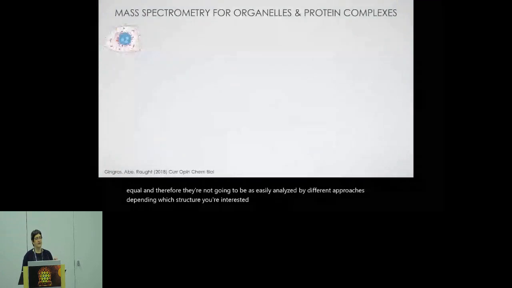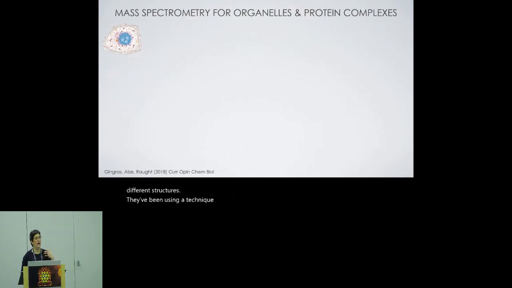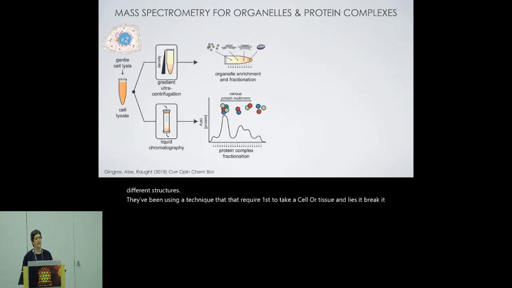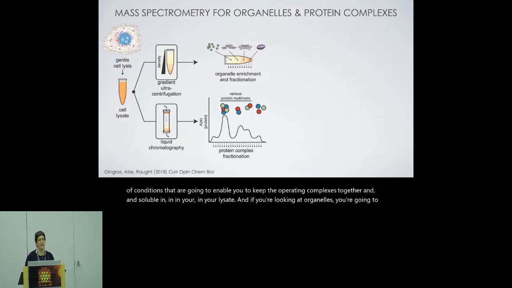By and large, when people have been using mass spectrometry-based proteomics to define the composition and organization of different structures, they've been using a technique that requires first taking a cell or tissue and lysing it, breaking it apart in ways that will solubilize whatever you want to look at without disrupting it. So, for example, if you're interested in protein complexes, you're going to do lysis under a certain set of conditions that are going to enable you to keep the protein complexes together and soluble in your lysate. And if you're looking at organelles, you're going to use different sets of protocols to do that.